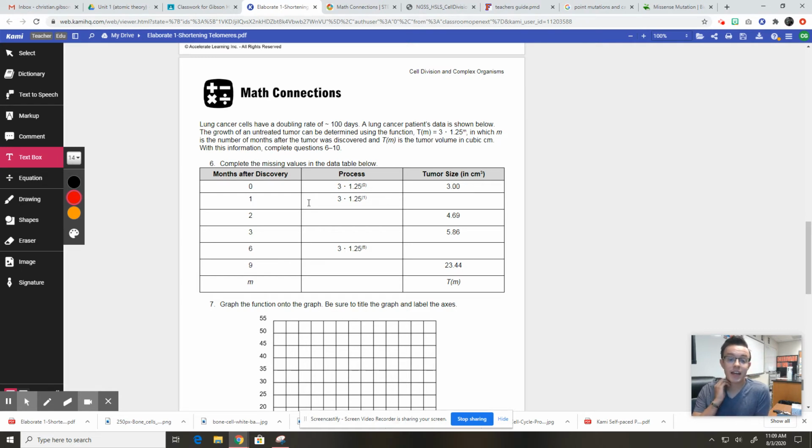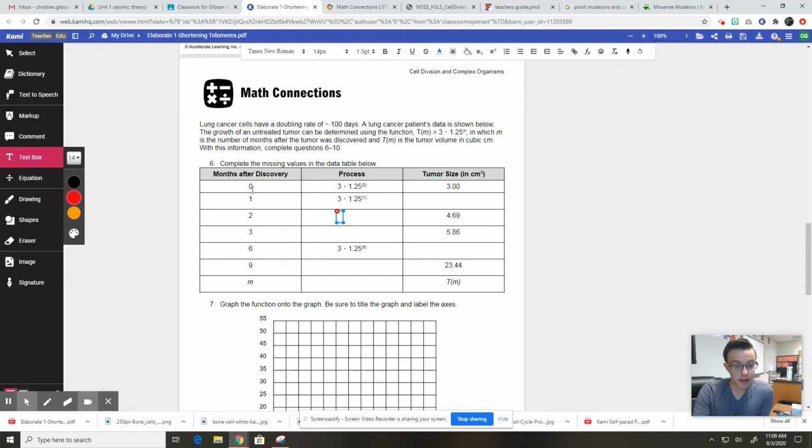So basically what's going on here is the volume of the tumor, the size of the tumor, equals 3 times 1.25 raised to the power of however many months have gone by. So if it's 2 months, it's 1.25 raised to the second power. If it's 4 months, it's 1.25 raised to the fourth power. All right, so we're just going to plug that in and see what's going on.